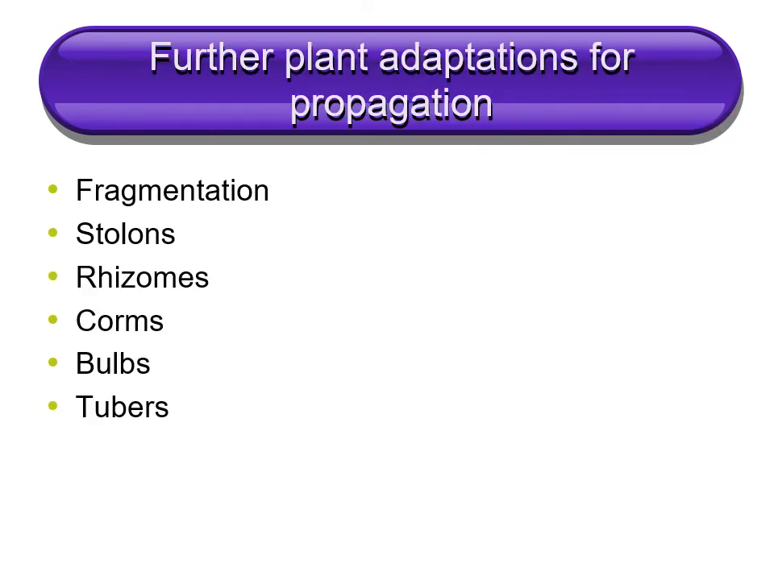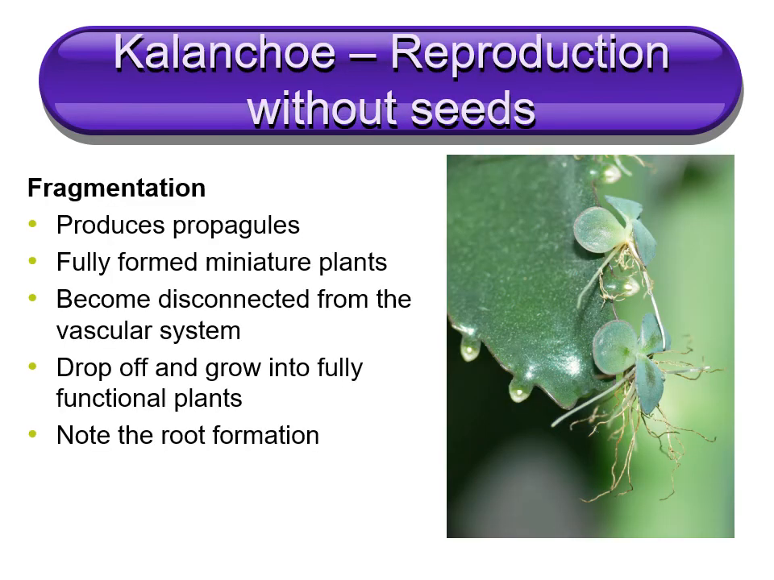Further plant adaptations for propagation are what we call fragmentation or stolons, structural adaptations like stolons, rhizomes, corms, bulbs, and tubers. So I showed you a picture earlier of a kalanchoe, and that's technically fragmentation. That's where the plant produces propagules, or basically miniature plants that are fully formed. And they can fall off onto the ground and continue growing happily, producing lots of young.